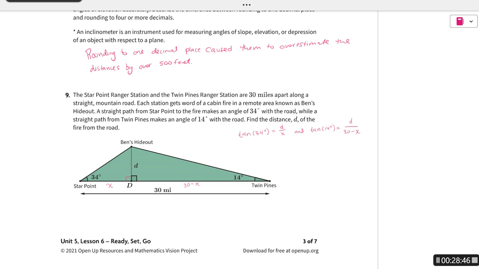So very similar setup to the last one. We also could figure out what this angle here is, and we could go ahead and use our law of sines if we wanted to. So I'll show that after.